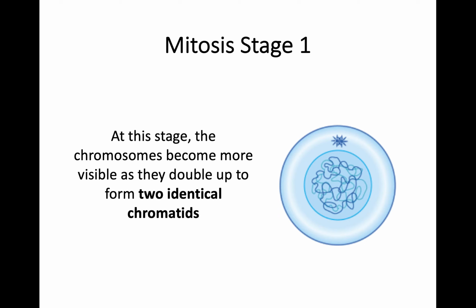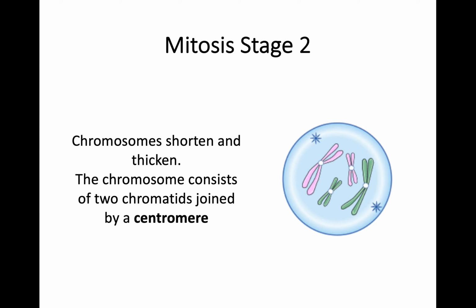We're now going to take a quick look at the stages of mitosis, so how cell division takes place. At the start, chromosomes become more visible as they double up to form two identical chromatids. So these become visible when cell division is about to take place. The second stage, the chromosomes will shorten and thicken, and we can now see this distinctive chromosome shape. The chromosome is made up of the two chromatids, which are joined in the middle by a centromere.